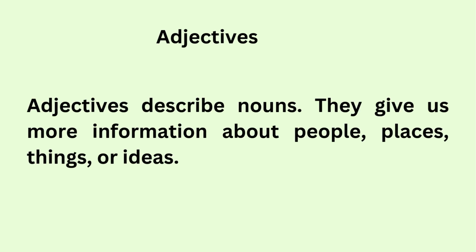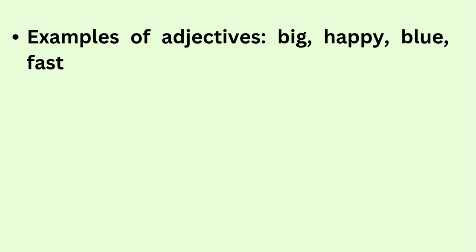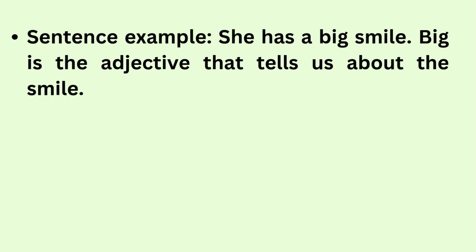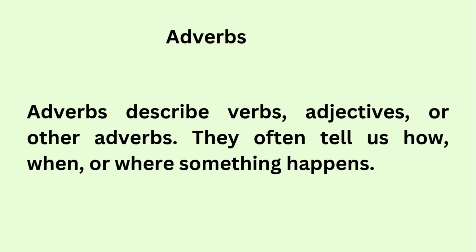Adjectives. Adjectives describe nouns. They give us more information about people, places, things, or ideas. Examples of adjectives: big, happy, blue, fast. Sentence example: she has a big smile. Big is the adjective that tells us about the smile.